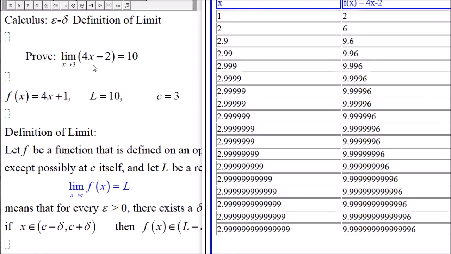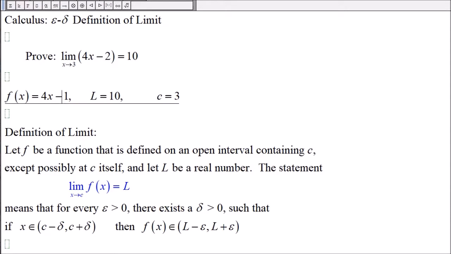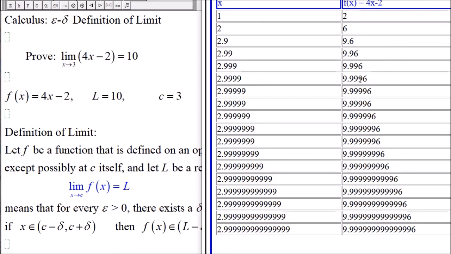Here we want to use the epsilon delta definition of limit to prove that the limit of the function 4x minus 2 is equal to 10 as x approaches 3. Numerically, if we allow x to get closer and closer to 3, then we see that 4x minus 2 is getting closer and closer to 10. So as x approaches 3, y is getting closer and closer to 10. That's what this statement is saying.